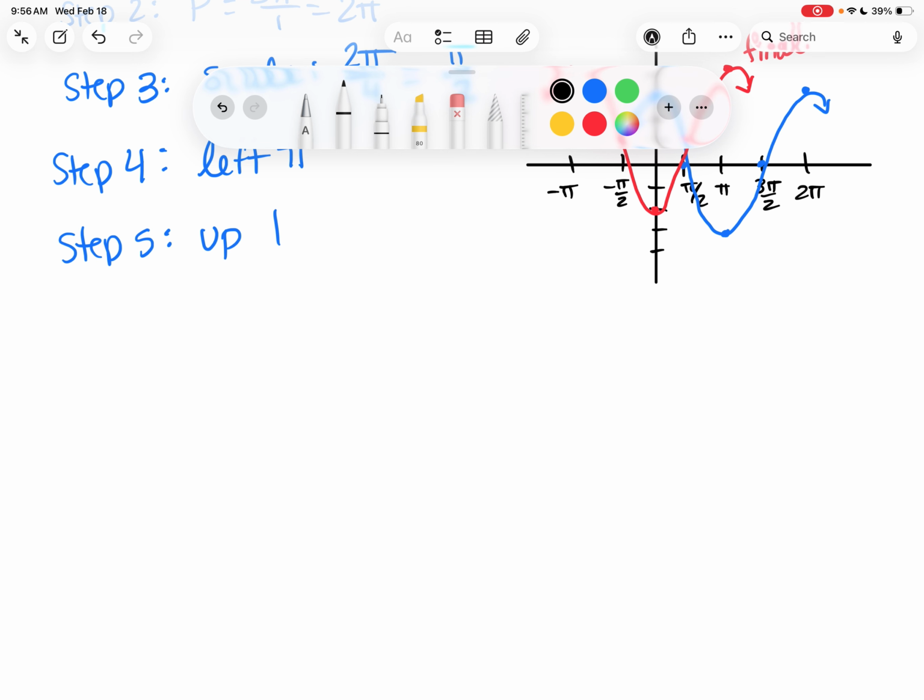Okay, getting into the actual book problems now. Yippee. Number 12: y equals sine of 3x minus 4.